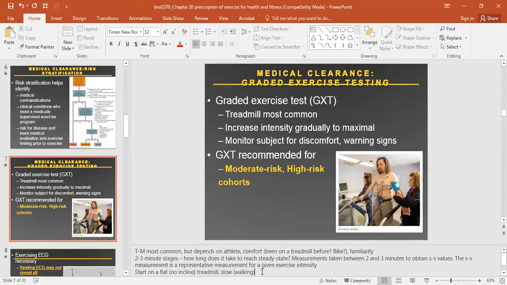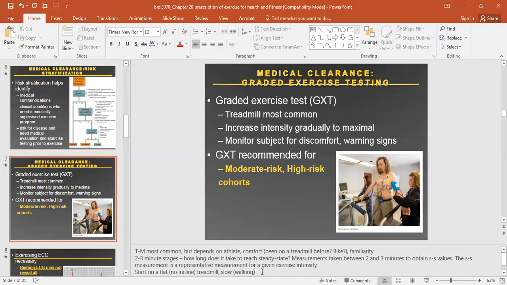So, and we can take measurements at each stage of the exercise test, from a very easy stage to harder and harder and harder intensity, so that we can track changes in physiological parameters like your EKG tracing, like blood pressure, like oxygen consumption over time.